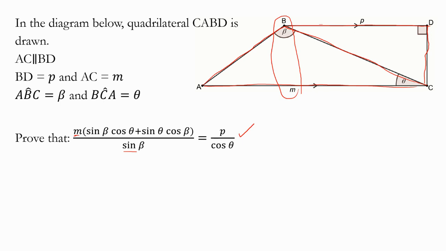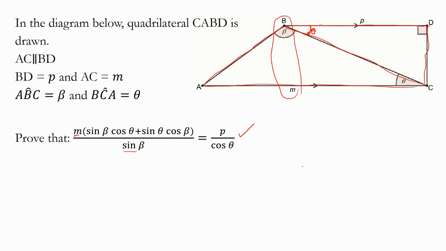We're told that BD is parallel to AC. So think of the geometry of parallel lines: alternate angles, corresponding angles, and cointerior angles. Here we're going to talk about the alternate angles, because they are on different sides of the transversal. So this angle here is also theta.